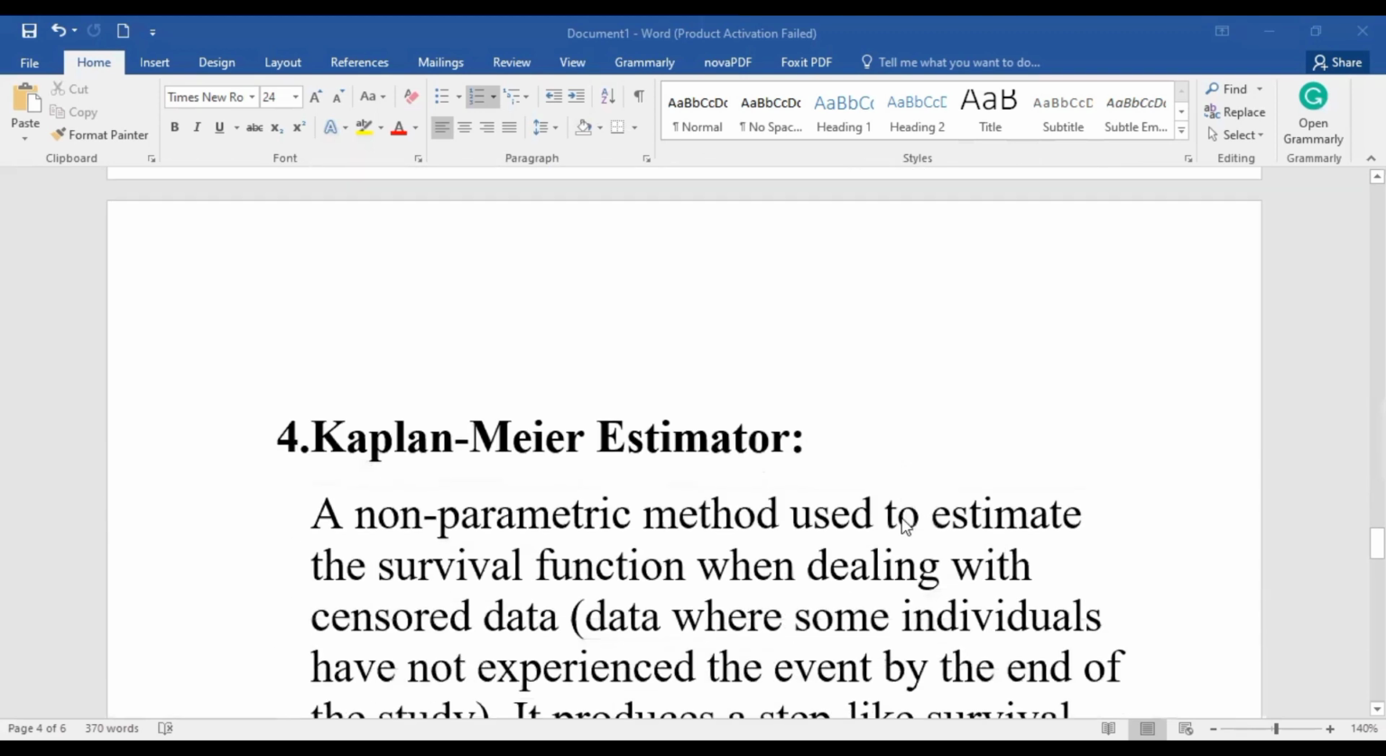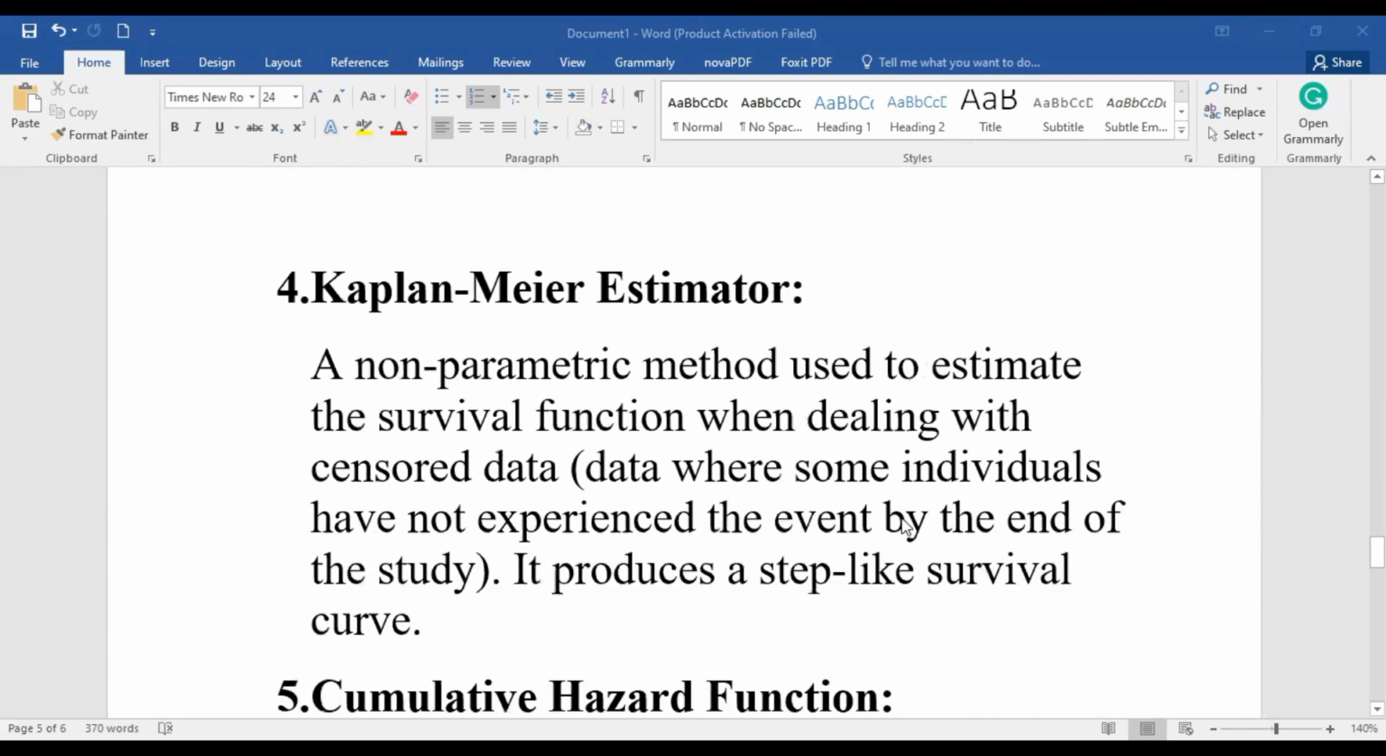The fourth term is the Kaplan-Meier estimator, and it is basically a non-parametric method that is used to estimate the survival function when dealing with censored data. And what is censored data? A data where some individuals have not experienced the event by the end of the study. It produces a step-like survival curve.